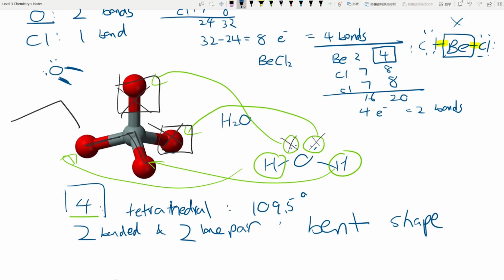Assuming you have a tetrahedral arrangement, you've got four things bonded around the central atom. Actually the bond angle will be a little bit different, because the lone pair of electrons will exert more repulsion, but that's a little bit harder for the year 12 syllabus. I'm pretty sure we'll be happy if you just told us it's 109.5 degrees. Okay, so let's move on.